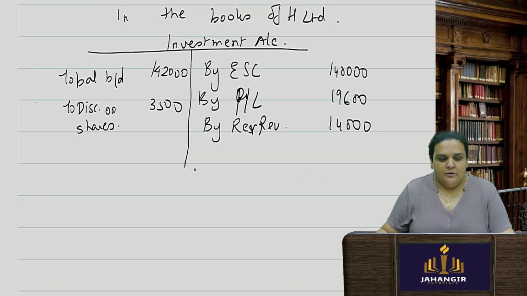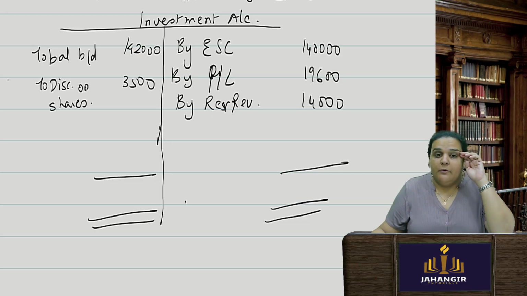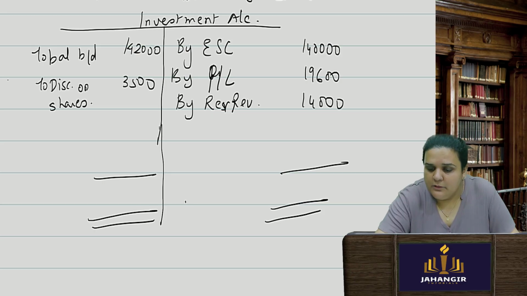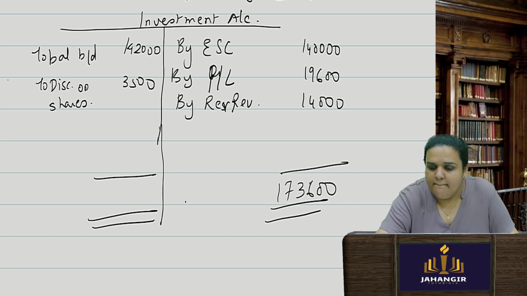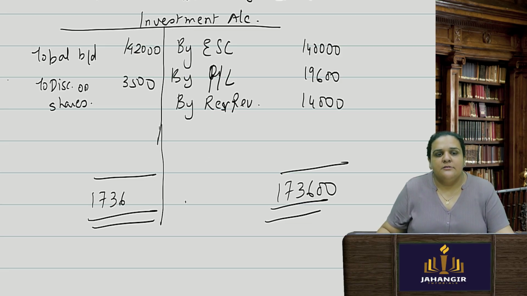Initially they used to ask, in my time, to prepare all these ledgers and then prepare a consolidated balance sheet. Now they have curbed it down and they ask you only minority interest and cost of control. So now if I total 1,40,000 plus 19,600 plus 14,000, it is going to come as 1 lakh, this total is 1,73,600. Minus 1,42,000 minus 3,500.